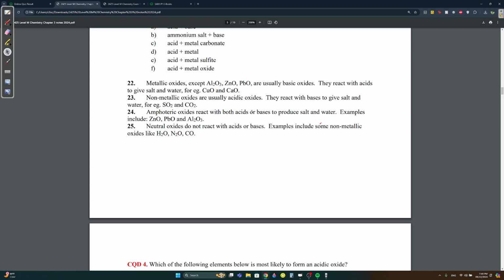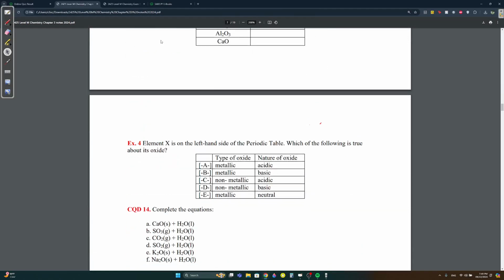Amphoteric oxides react with both acids and bases to produce salt and water. Examples include ZnO, PbO, and Al2O3. So the amphoteric ones react with both acid and base to produce the same salt-water reaction. Okay. Neutral oxides do not react. Okay, these are the examples. Let's do the quiz.